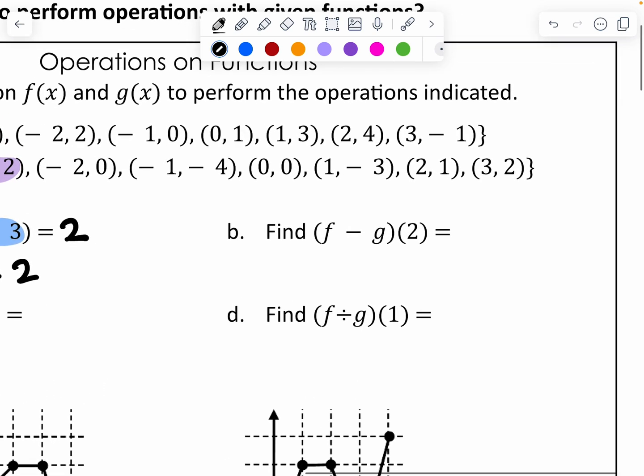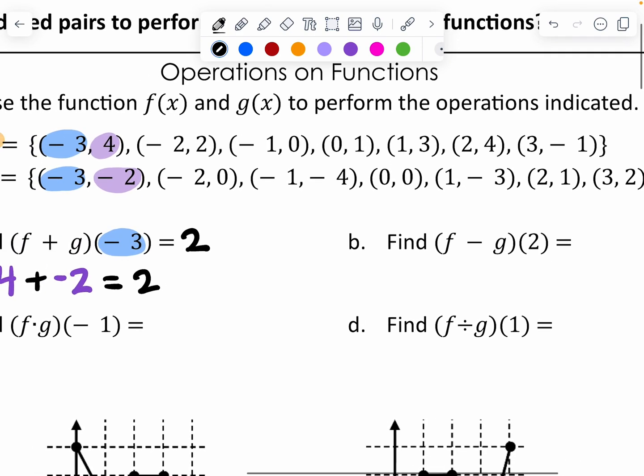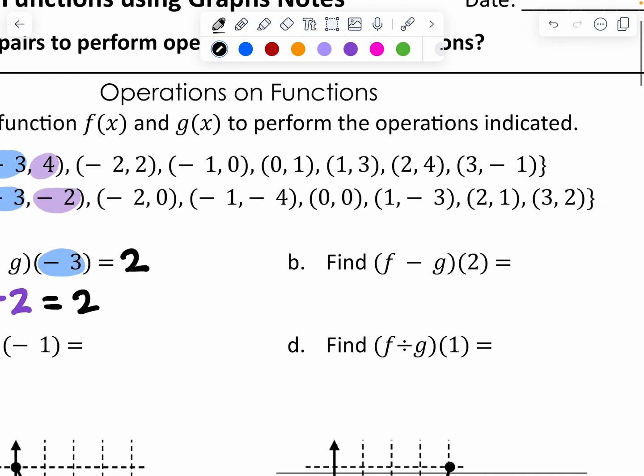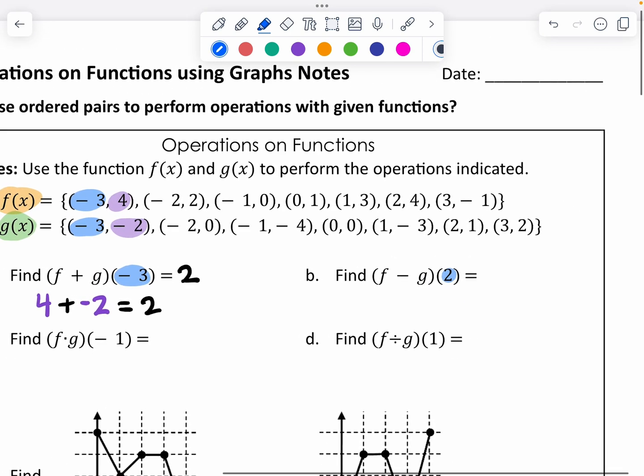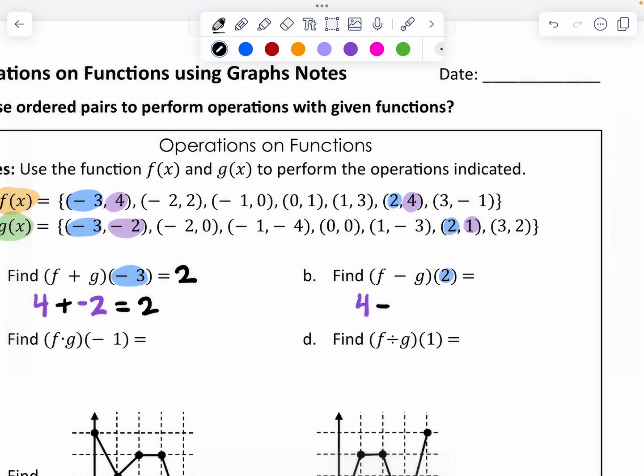B, find f minus g of 2. So my input for both of these functions will be 2. I need to find the outputs and subtract them. So in f of x, when an input is 2, the output is 4. And in g of x, when the input is 2, the output is 1. So 4 minus 1 is 3.